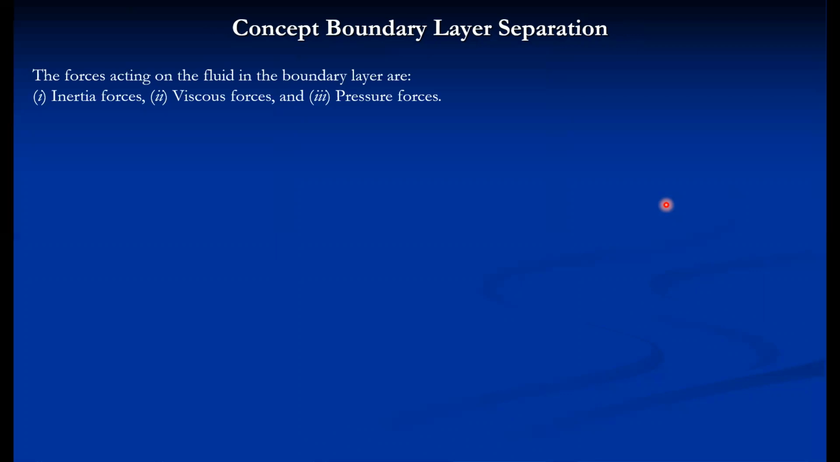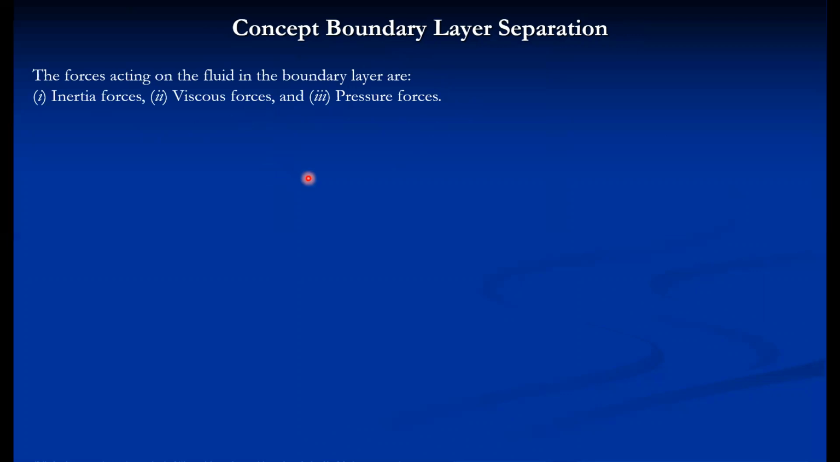Especially for flow over a flat surface, the pressure gradient doesn't exist because this is a free flow, and at both the leading edge and the rear edge, as we have seen, there is no pressure gradient. As there is no pressure gradient, no pressure force exists. But for a non-flat surface, pressure force also exists. So all these forces are there.